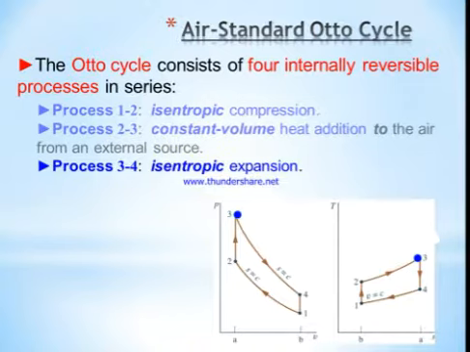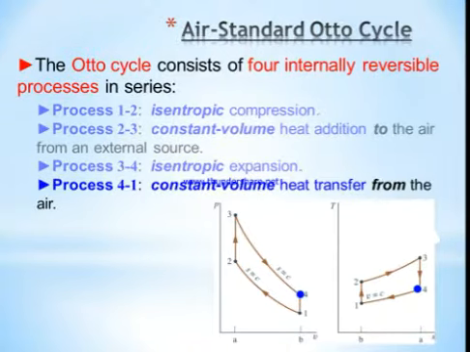And 3 to 4, isentropic expansion takes place here. Volume increases and expansion takes place. And 4 to 1, constant volume heat transfer from the air, heat is removed from the working fluid, or heat is rejected, Q out. So this is the process.